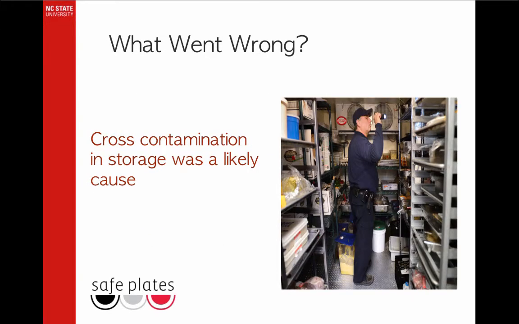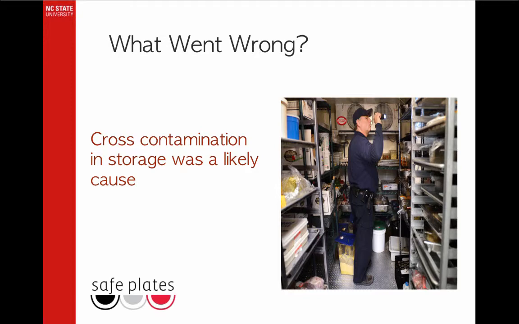Cross-contamination was likely the cause of this outbreak. It is important to put things into a cooler or dry storage area in such a way that keeps raw and ready-to-eat foods separated. Ready-to-eat foods must be elevated and higher than raw foods so that if something does spill or drip, the juices from those raw foods won't fall on ready-to-eat food that isn't going to be cooked again.